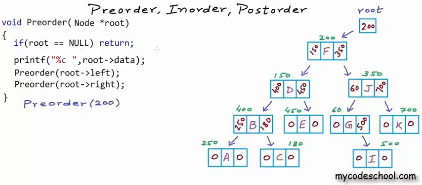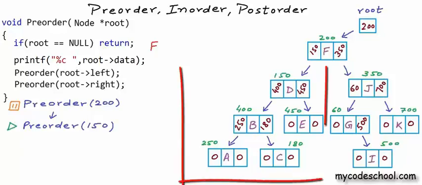We will go ahead and print the data in this node at address 200. I'll write output for all print statements here. And now this function will make a recursive call. Execution of this particular function call will pause. It will resume only after this recursive call preorder 150 finishes. This second call is to visit this left subtree. This call preorder 150 is to visit this left subtree. Address of the left child of node at 200 is 150.